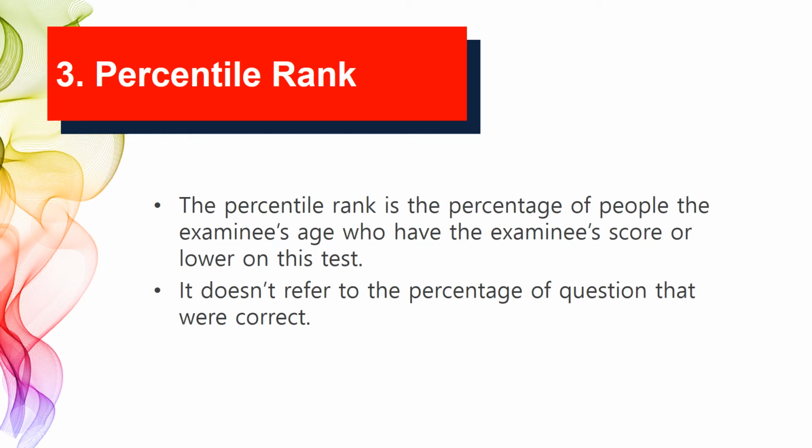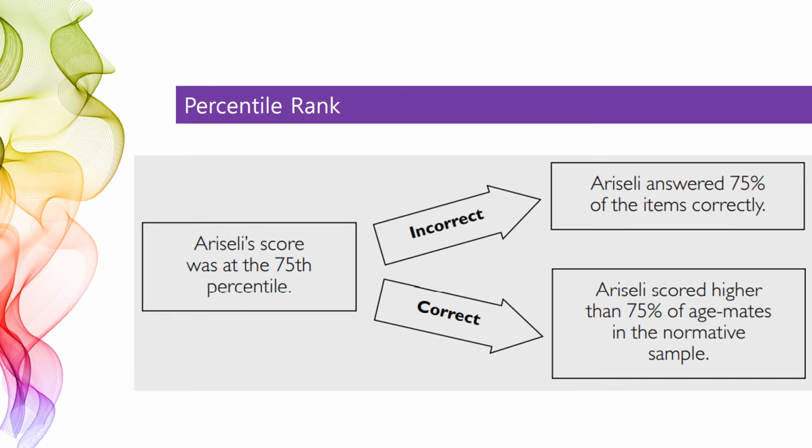The percentile rank is the percentage of people, the examinee's age, who have the examinee's score or lower on this test. It doesn't refer to the percentage of questions that were correct. You must remember this. So here is the example.